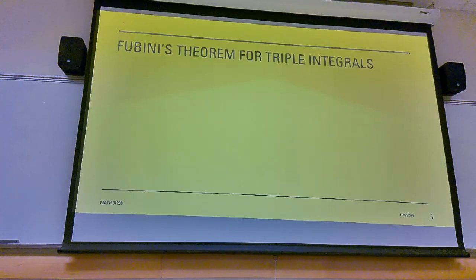Fubini's theorem, now for triple integrals. So what do we have? We've had Fubini's theorem, the weak form. Then we had the actual form. Then the form for polar. Now we have triple. There are 2 more forms. We look at that after the exam.